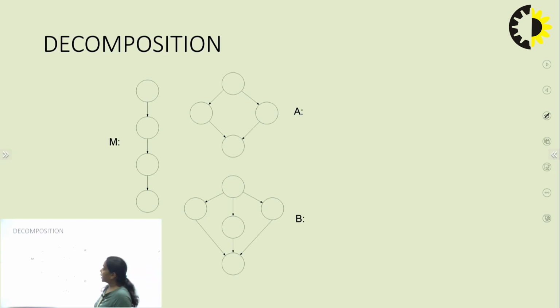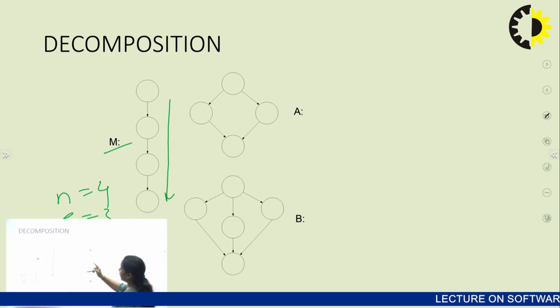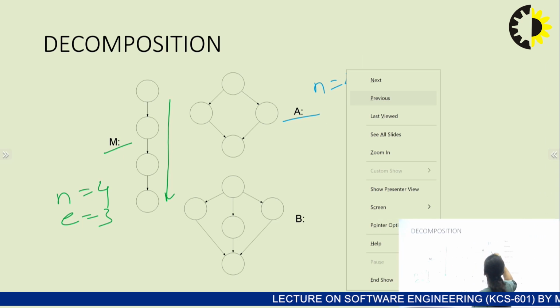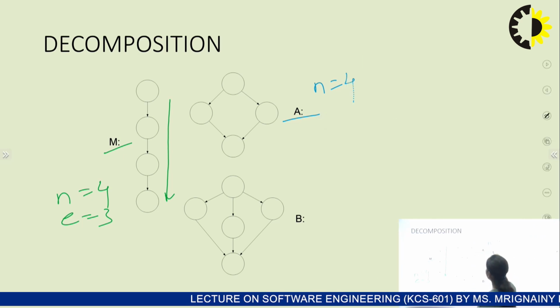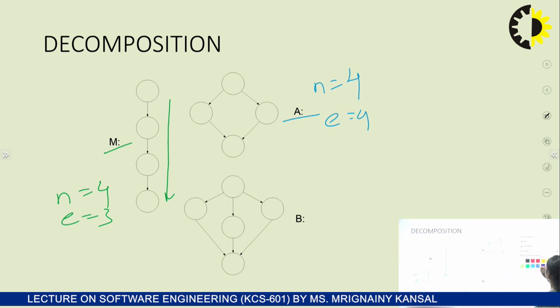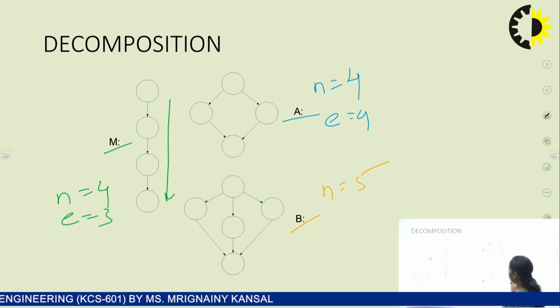Now the next example: we have the graph M. The graph M has number of nodes N equal to 4 and edges 3. The graph A also has number of nodes equal to 4, and the edges are also 4. Next, we have graph B, having the number of nodes equal to 5 and the edges are 6.